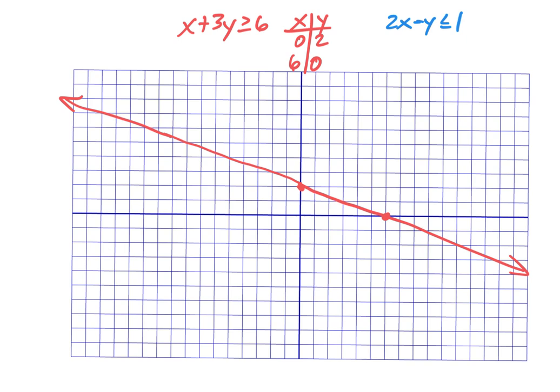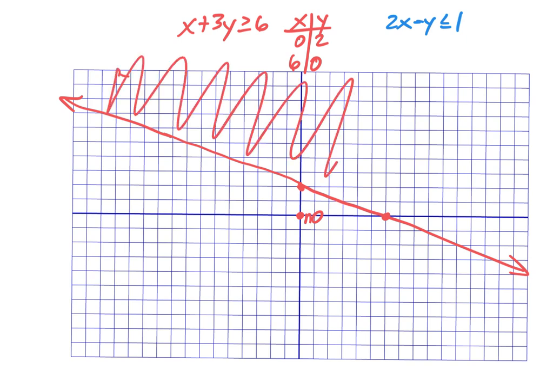This one's going to be a solid line. Okay, but don't shade it until you check it. When you do the cover-up method, you have to check. 0, 0 is the one I like to use. 0 plus 3 times 0 is still 0. Is 0 greater than or equal to 6? No. So here I just write a no. If that point doesn't work, that means we have to shade the other side. So we shade up there.